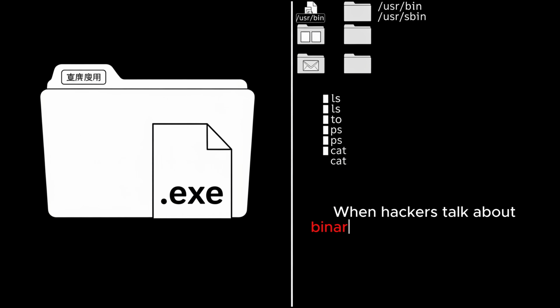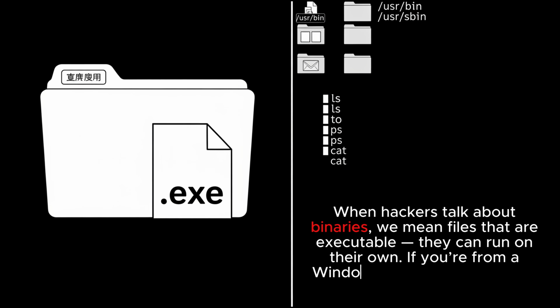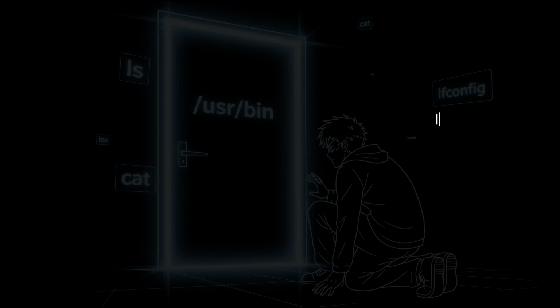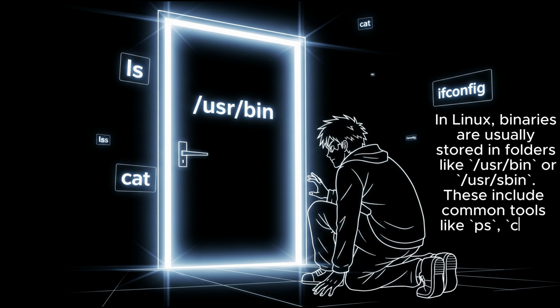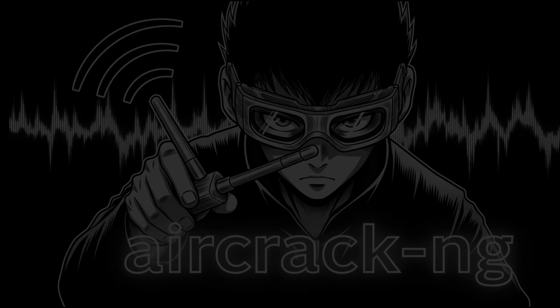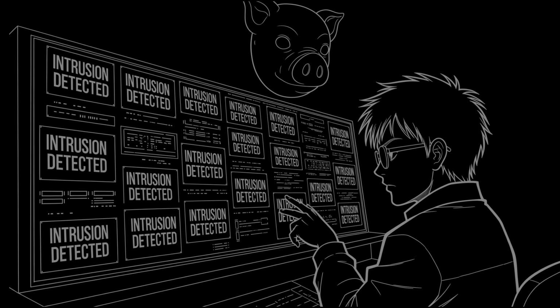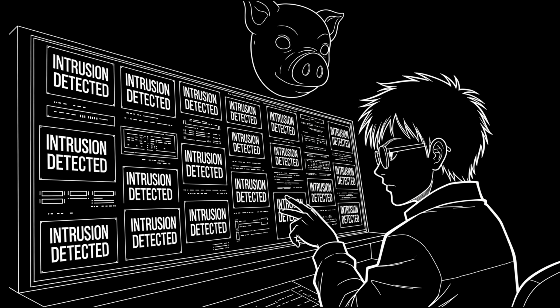First up, binaries. When hackers talk about binaries, we mean files that are executable. They can run on their own. If you're from a Windows background, think of them like .exe files. In Linux, binaries are usually stored in folders like /usr/bin or /usr/sbin. These include common tools like ps, cat, ls, and ifconfig. You'll be using all of these, trust me. Some hacking tools are binaries too, like aircrack-ng, used for wireless attacks, or snort, used for detecting intrusions.